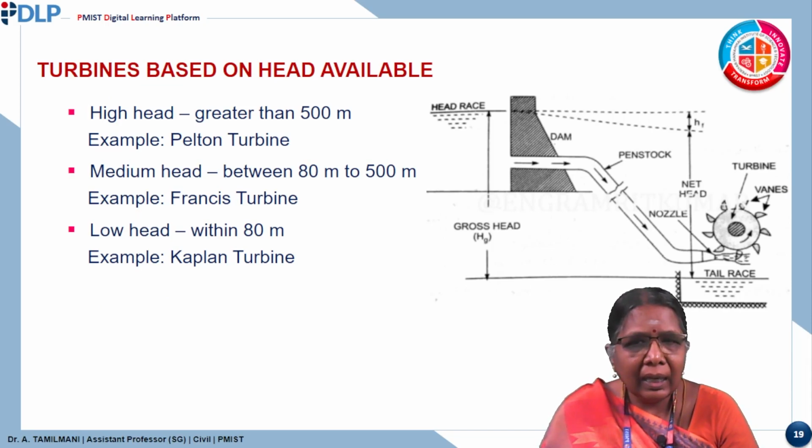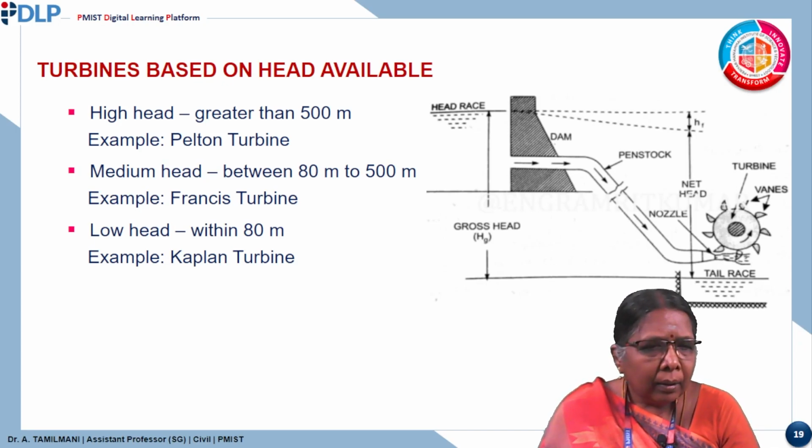Turbines based on the head available. Head available is nothing but the pressure head, from the upstream side of the reservoir to the downstream side of the powerhouse or downstream side of the runner, and it is called head. So, we will have 3 types of turbine based on this classification.